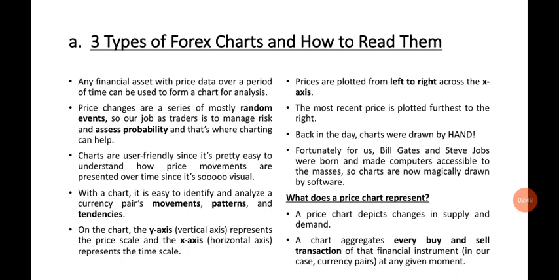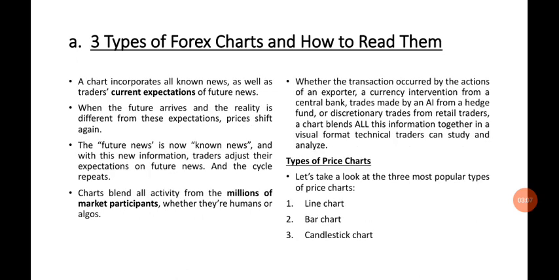So what does a price chart represent? A price chart depicts changes in supply and demand. A chart aggregates every buy and sell transaction of that financial instrument, in your case currency pairs, at any given moment. A chart incorporates all the news as well as traders' current expectations of future news. When the future arrives and the reality is different from those expectations, price shifts again. The future news is now known news, and with this new information, traders adjust their expectations on future news and the cycle repeats. Charts blend all activity from millions of market participants, whether they are humans or algos, that's algorithms.